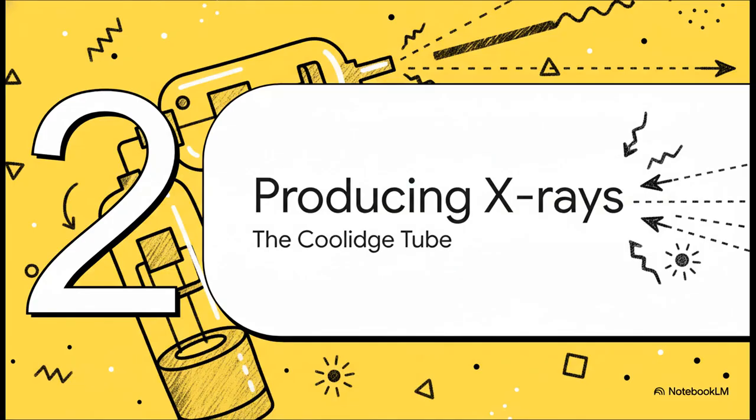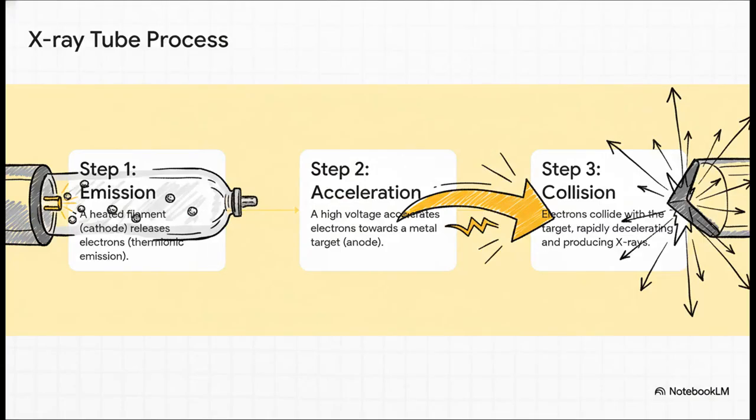So, we know what they are, but how do we actually create these powerful rays? Let's take a look at how they're produced. The whole process happens inside this special vacuum tube. It's called a Coolidge tube. So here's what goes down.